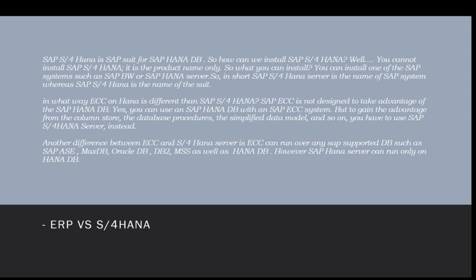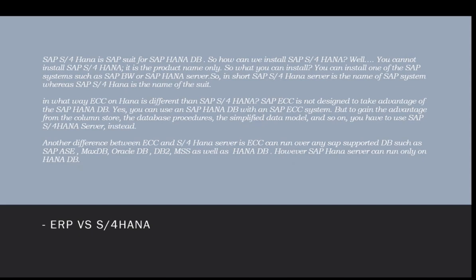A live example is the IRCTC portal, the railway ticketing portal we use, which uses the HANA database at the back end. So the processing of data there is very fast.